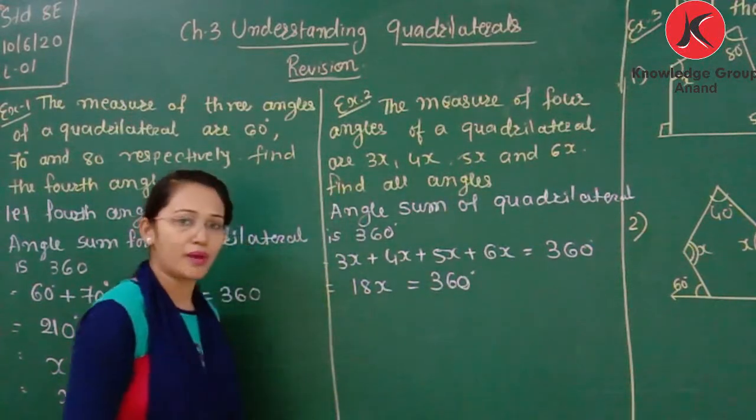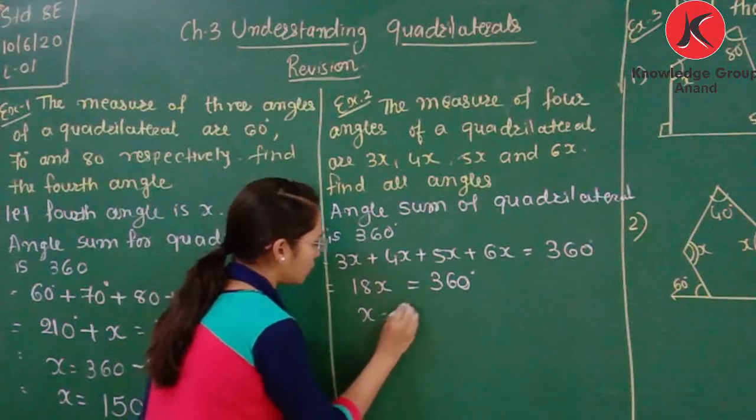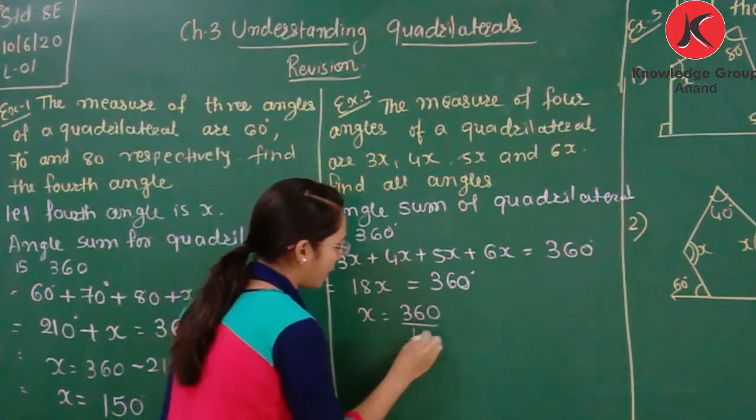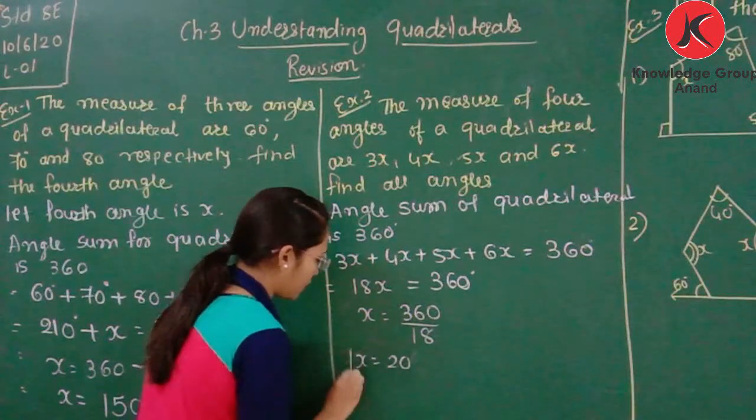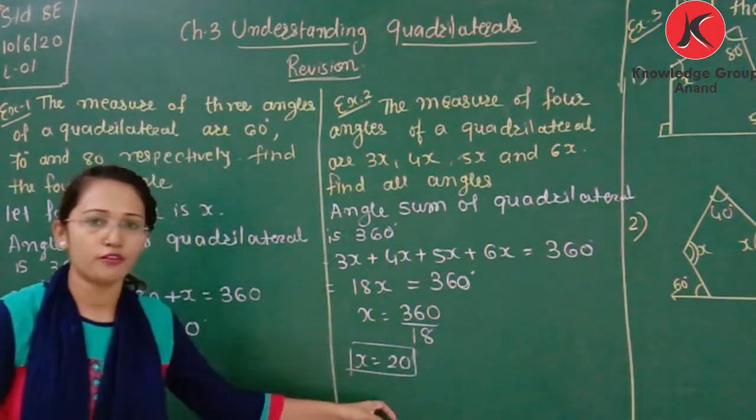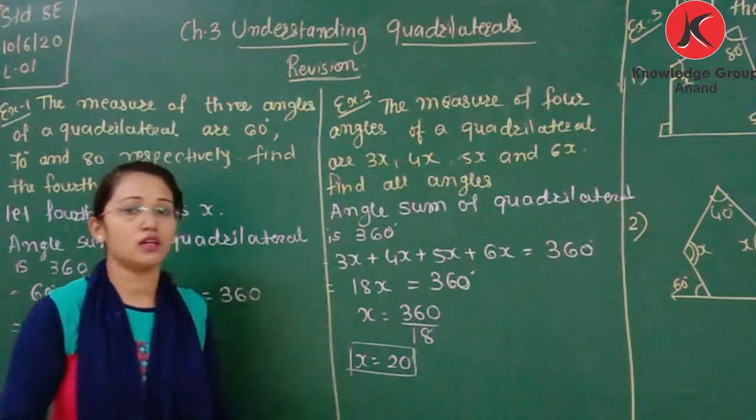Now 18 is in multiplication, so it goes to division. So 360 divided by 18, so x is 20. Now this is the value of x. Here we need to find the angles.